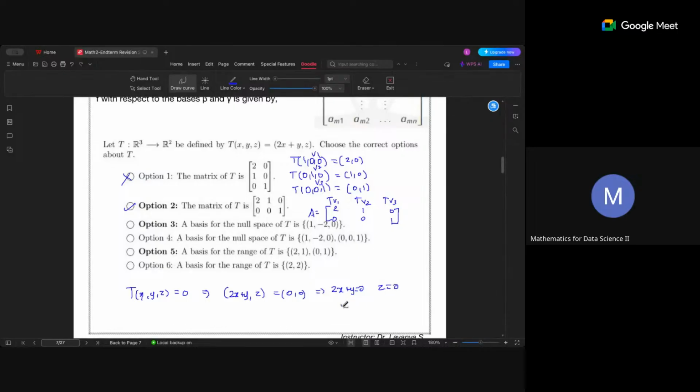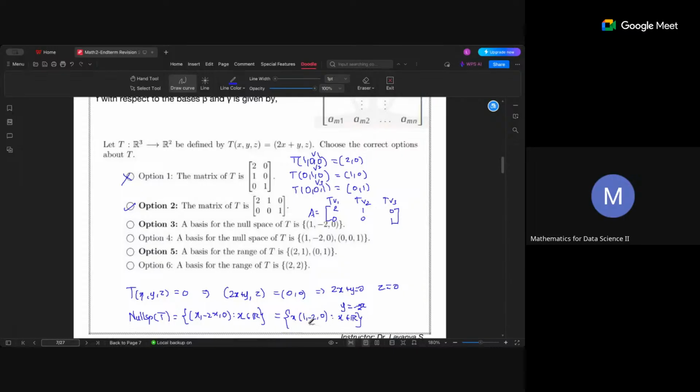You will get y is equal to minus x, minus 2x. Right? y is equal to minus 2x. So your null space is given by the set of all (x, minus 2x, 0), x in R. So what is the basis you can see? x times (1, minus 2, 0), x in R.